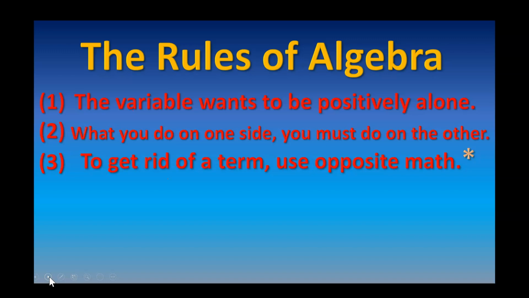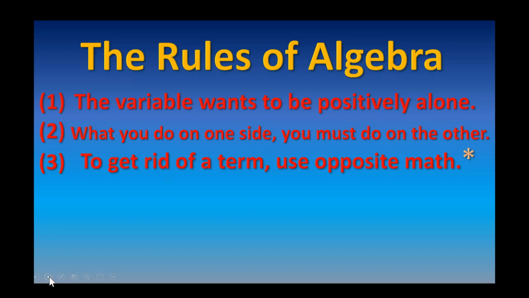In applying these three rules, we have been focusing on one-step algebra problems, meaning that there's only one thing to get rid of in order to get the variable by itself. If you have x plus 2 equals 5, all you have to do is get rid of the plus 2, and you have your answer.